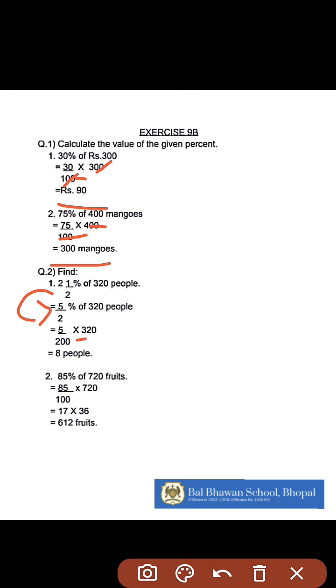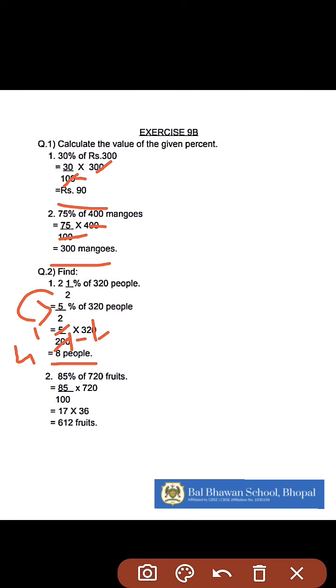Of operator again changes to multiplication and 320 comes as it is. Now I can cancel 1 0 and 1 0. Then 5 ones are 5, 5 fours are 20, and 320 divided by 4 is 80. So the answer is 8 people.